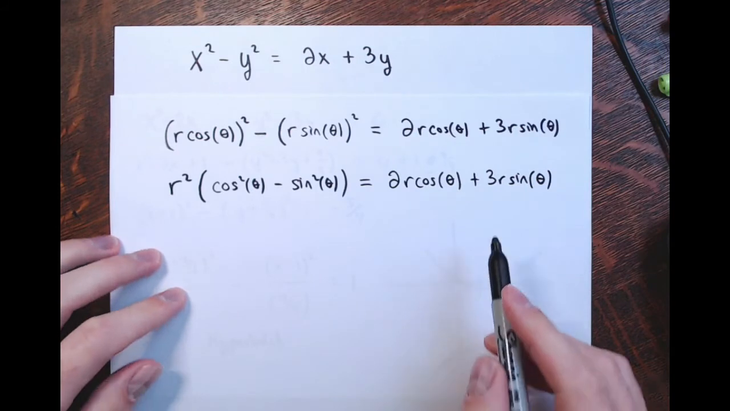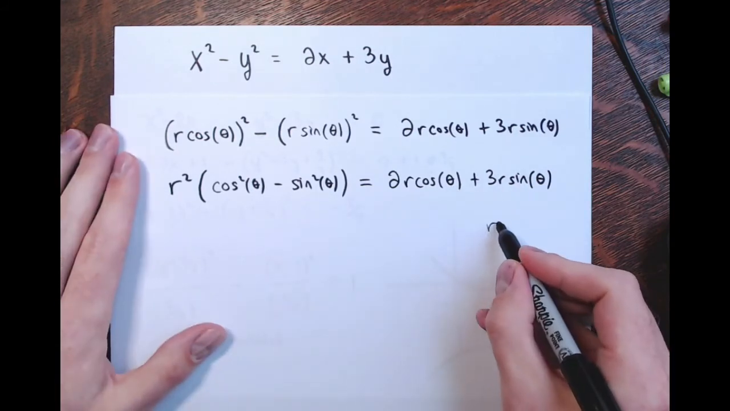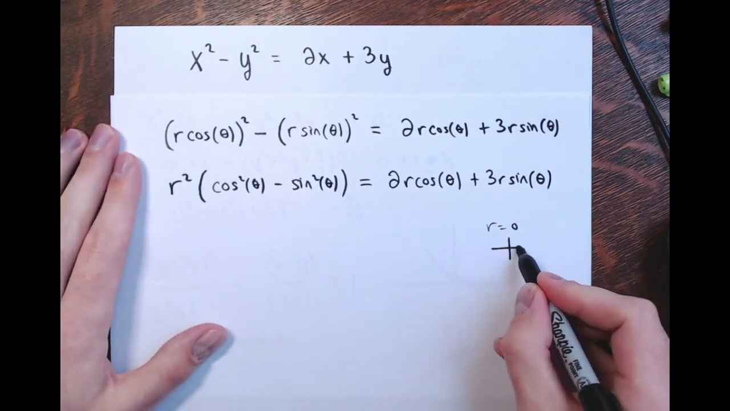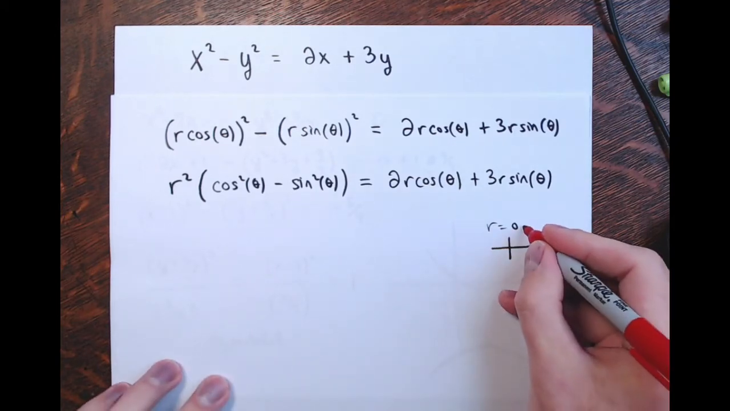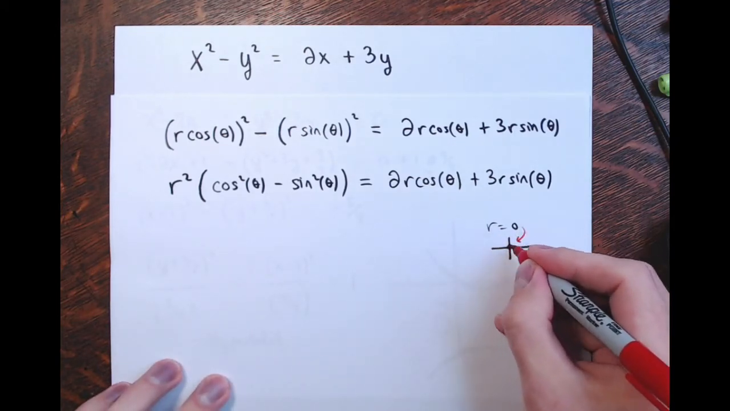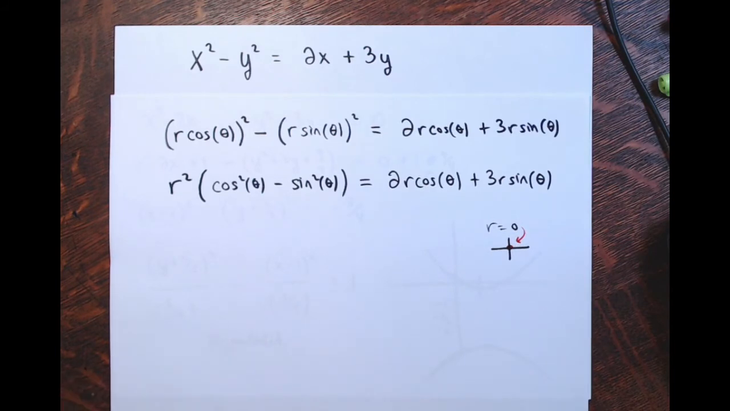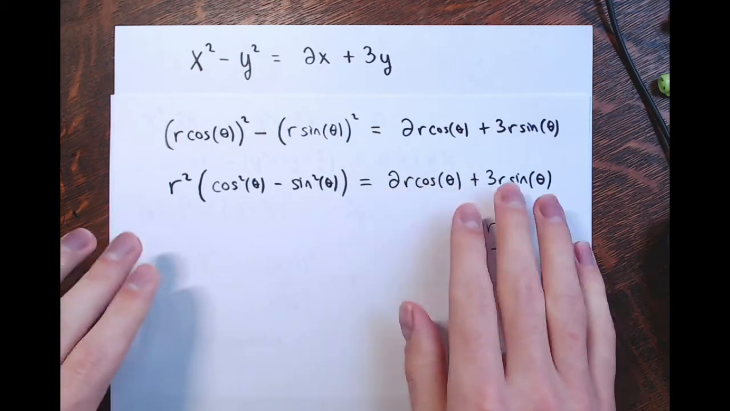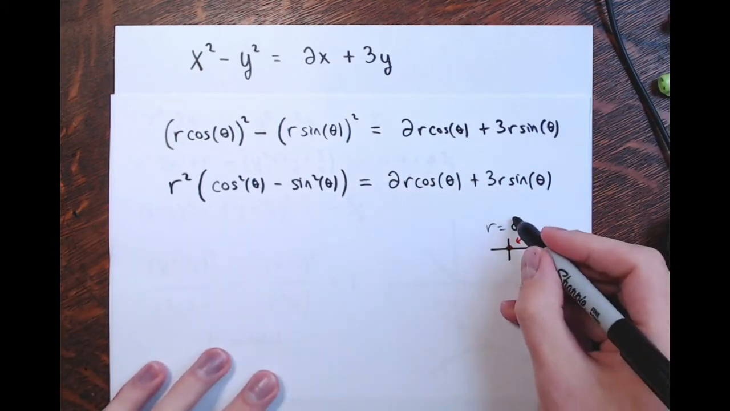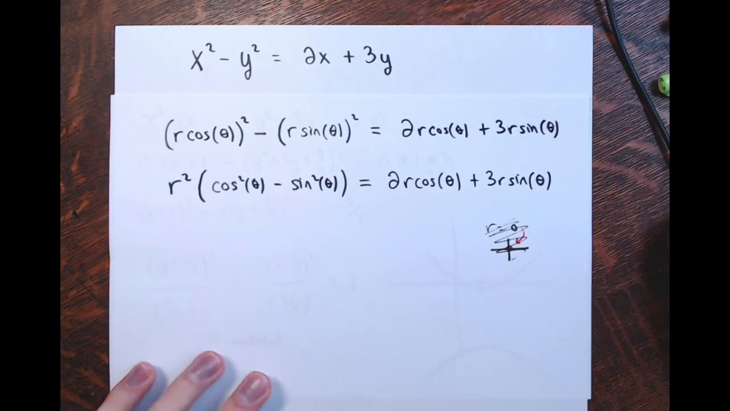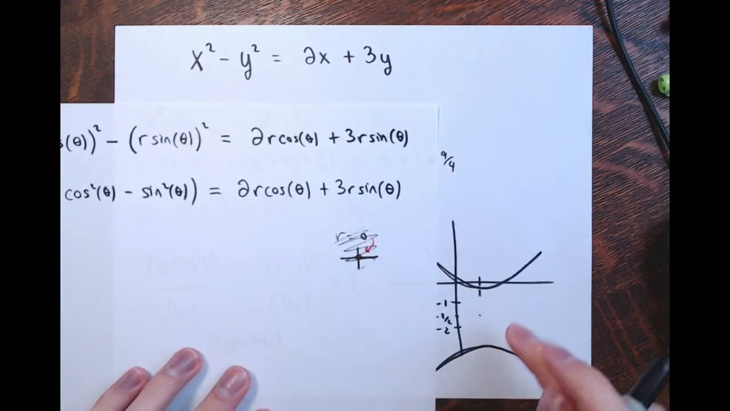All right, now one solution to this would be r equals 0. But r equals 0 is an uninteresting graph. R equals 0 is just the origin. That's the only point where r is 0. So one curve that's coming out of this is r equals 0, but that's uninteresting, right? That is not the graph we're looking for. We're looking for this graph, this hyperbola.